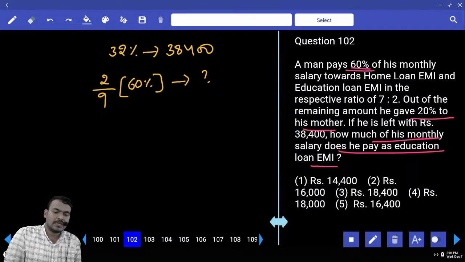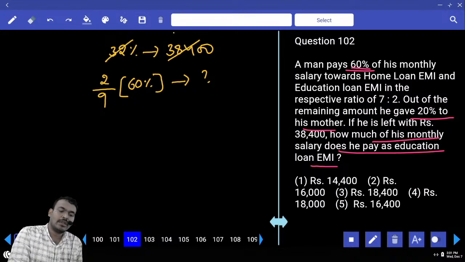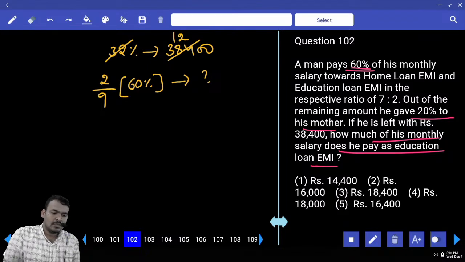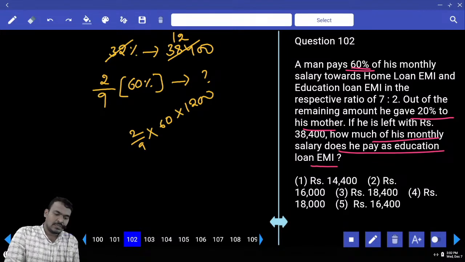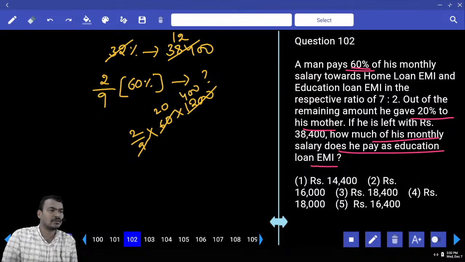Okay, 32 how many times? 1 time. Again 2 times, or not? Then 2 by 9 into 60%. Nothing but 60 into how much? 1200, yes or no? 3 3s are 3 how many times? 20. 3 again 400 times, or not? What is the answer? 16,000.